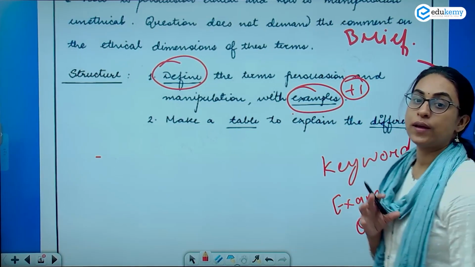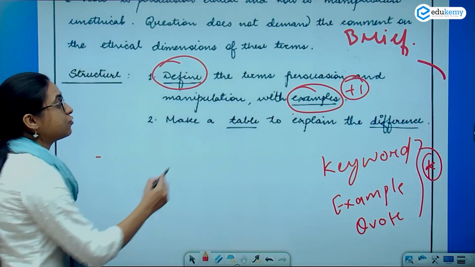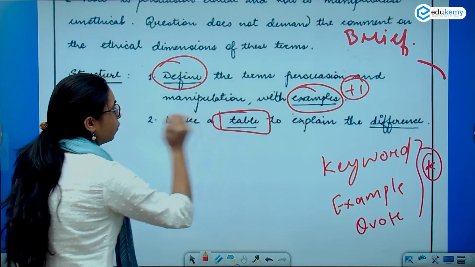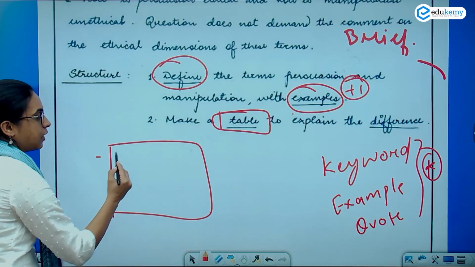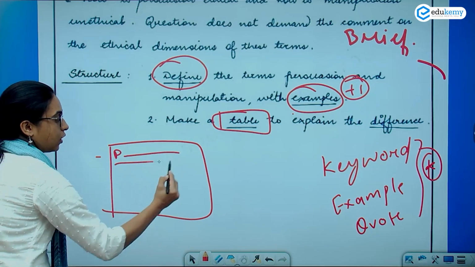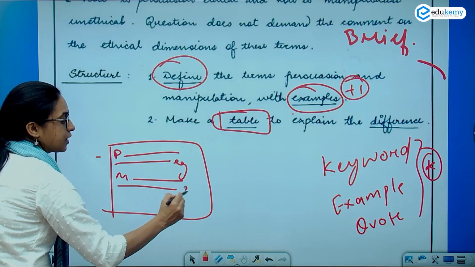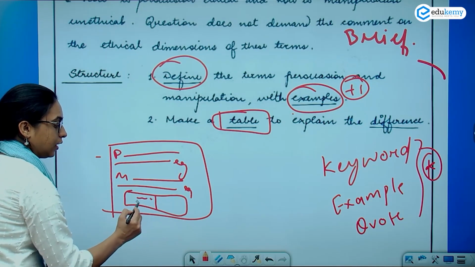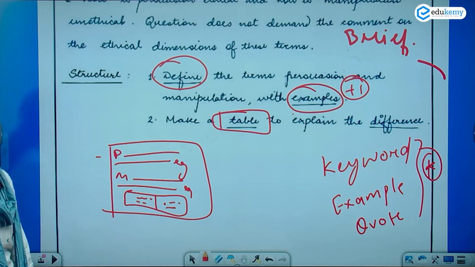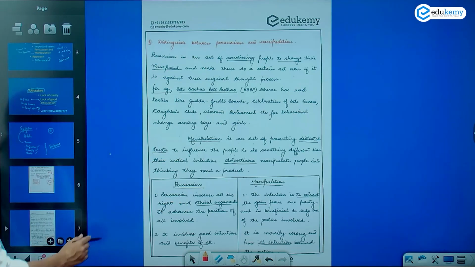And for a question where there is a difference, for better visual depiction, try to have a table. So here, how would your answer be? You explain what persuasion is and write an example. Then what manipulation is, and write an example. And then you explain the difference between the two in the table. So now let's come to the question. The question is fairly easy.